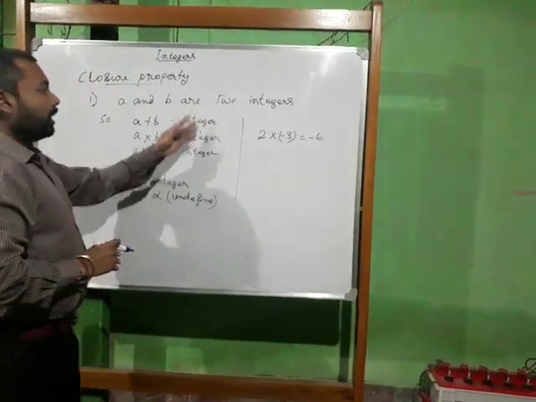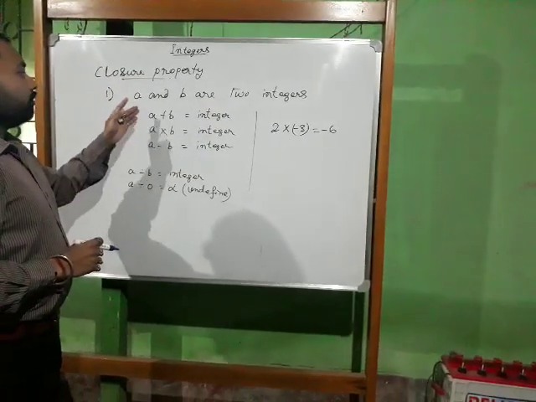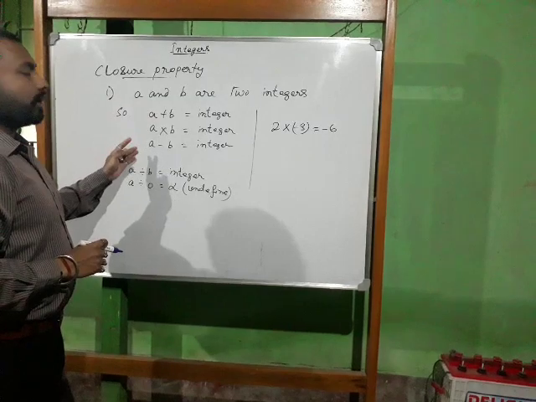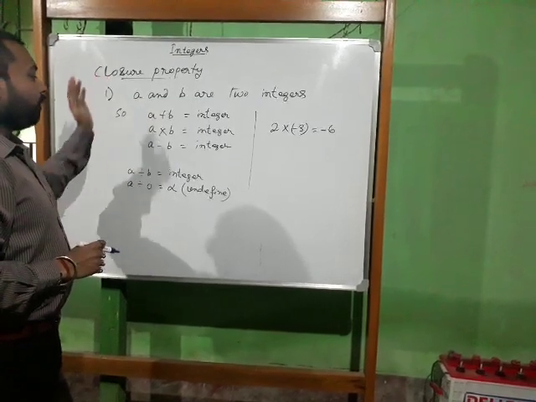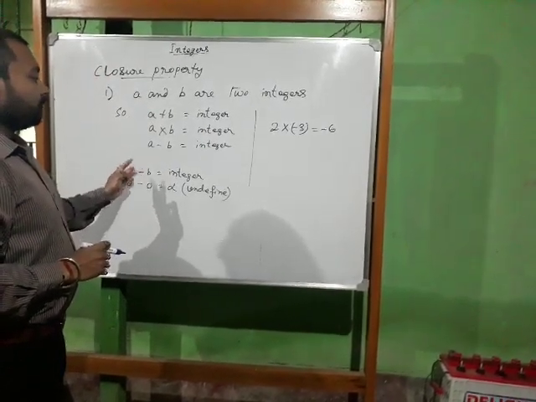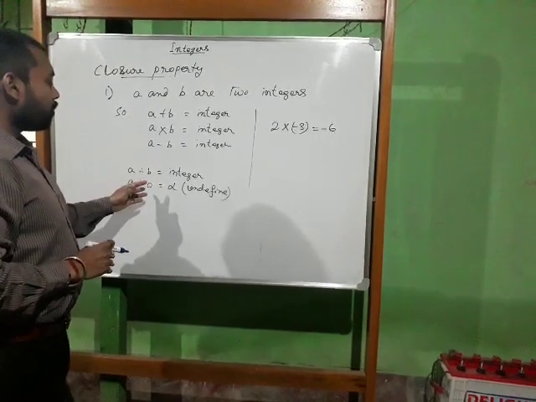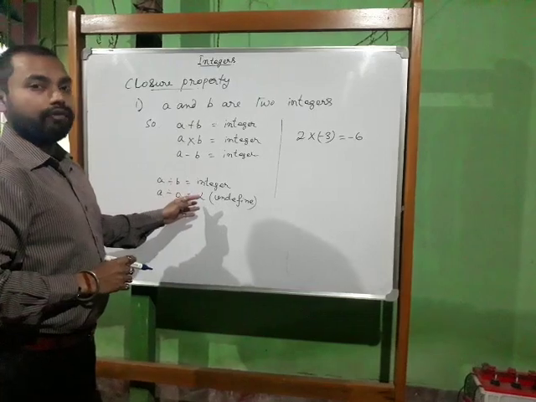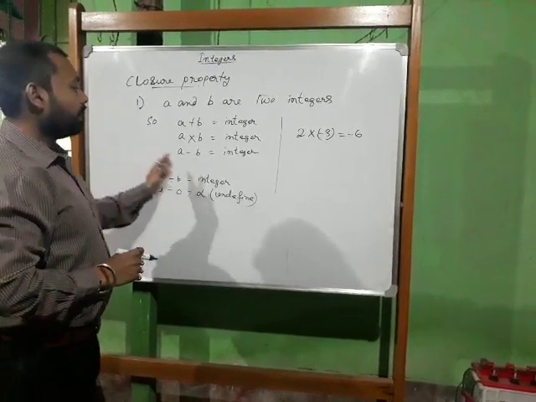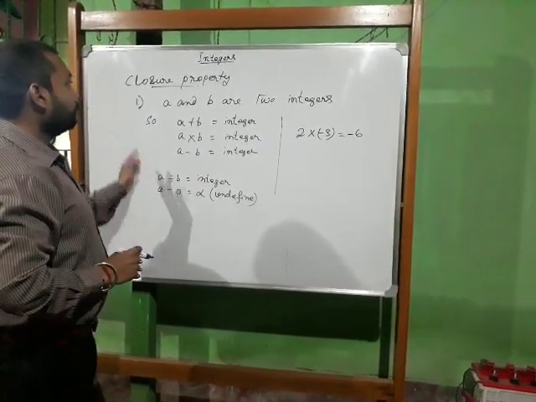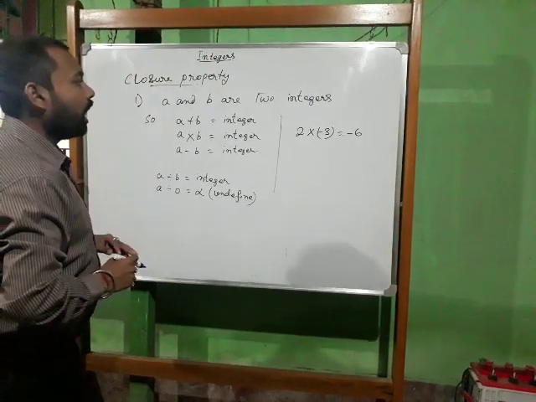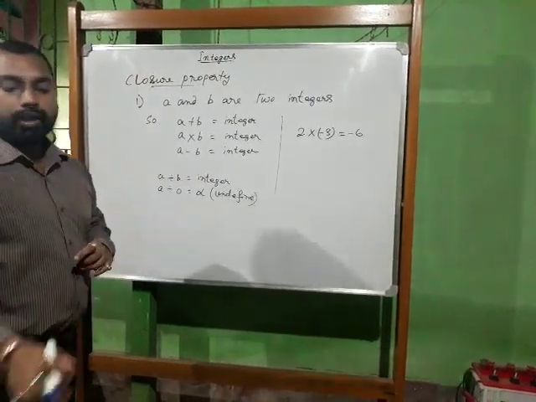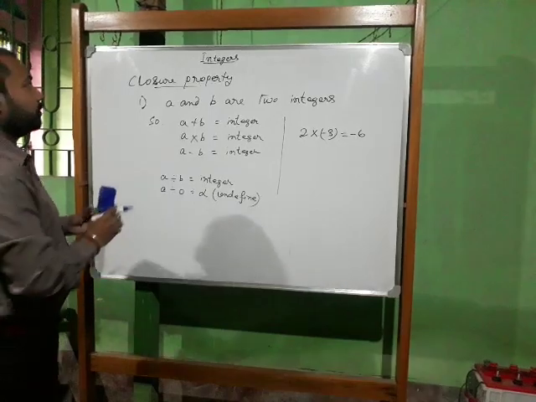So from this we can say addition, multiplication, subtraction follows closure property, whereas division doesn't follow closure property, because if an integer is divided by 0, the answer is undefined. For this reason only we can say that division is not following closure property. Now we will go to the next property, that is commutative property.